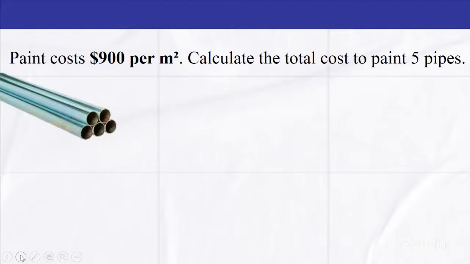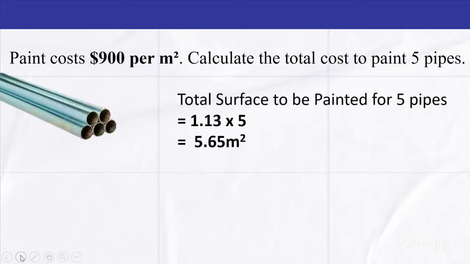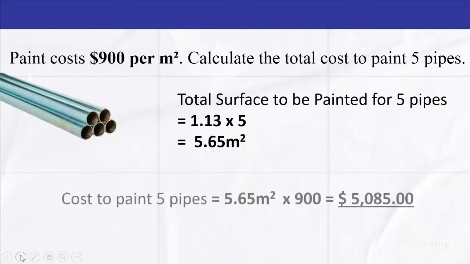All right, DJ Ray says 5.65 meters squared times 900. And what value did you get, Deidre? Did you work it out? Is your value similar to this $5,085? Yes, she has that in the chat. All right, great. Very good.